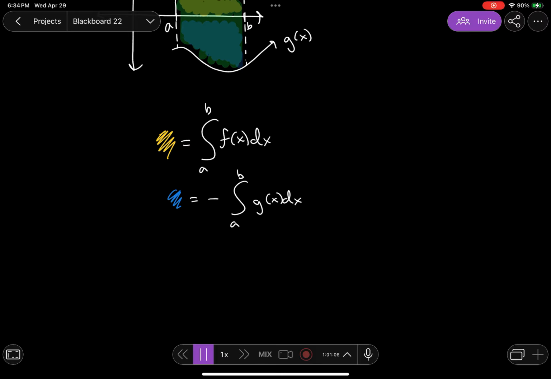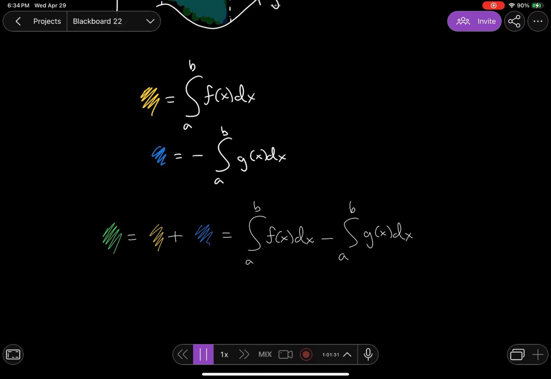So what I need, the total area, our green area, as I've said, is the same thing as the yellow area plus the blue area. But I know what both of those are. That's going to be the integral from a to b of f of x dx minus the integral from a to b of g of x dx. But using some of my integral laws, that's the same thing as the area under the curve from a to b of f of x minus g of x dx. And I know that that shaded region is this.